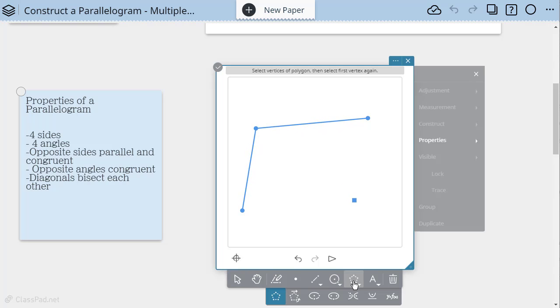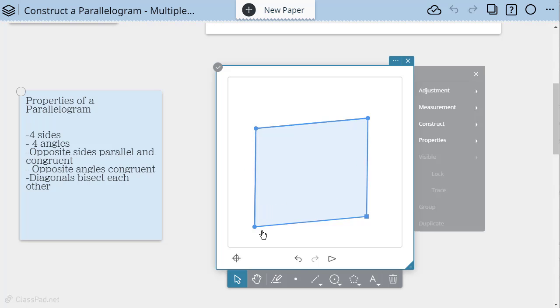And now I'm going to get my polygon tool and trace across my vertices so I can see my parallelogram. And so here's my parallelogram, and it's a parallelogram because I constructed it to have opposite sides congruent and parallel. And I could go and measure all the other things to verify that everything else is true, but it would be because I used properties to construct it.